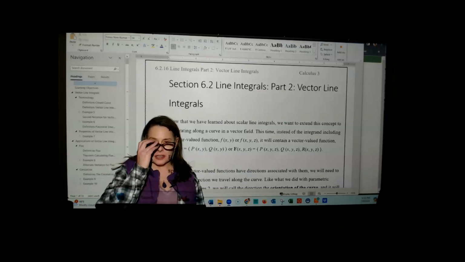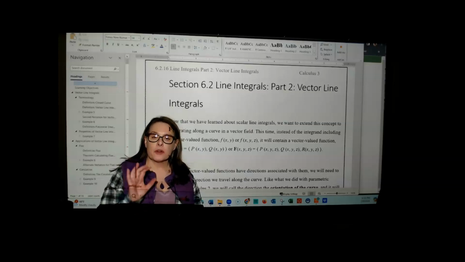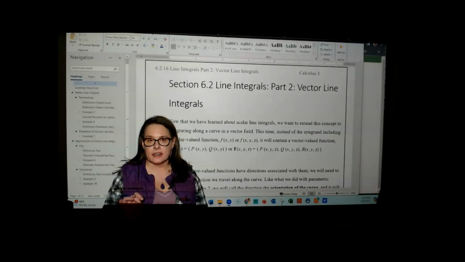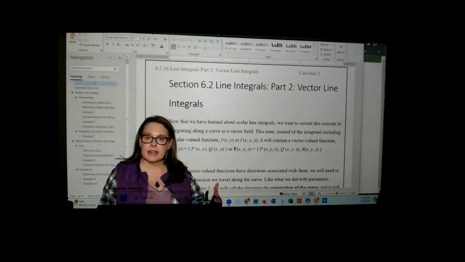Now, when we do this, we need to consider that we're going to have an orientation. Vectors have a direction, so it makes sense that this time when we compute a vector line integral, we'll have to indicate which direction we're traveling along our curve. This was not necessary with scalar line integrals because the scalar line integral gave us the area of the drop curtain, which was always non-negative.